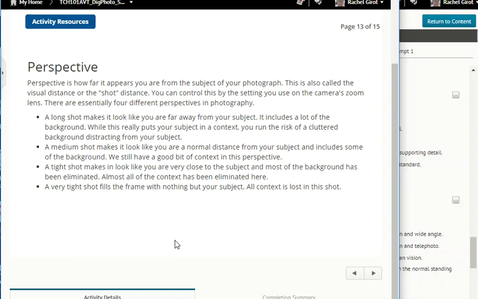A medium shot makes it look like you are a normal distance from your subject, and includes some of the background. We still have a good bit of context in this perspective. A tight shot makes it look like you're very close to the subject, and most of the background has been eliminated. Almost all of the context has been eliminated here. A very tight shot fills the frame with nothing but your subject. All context is lost in this shot.